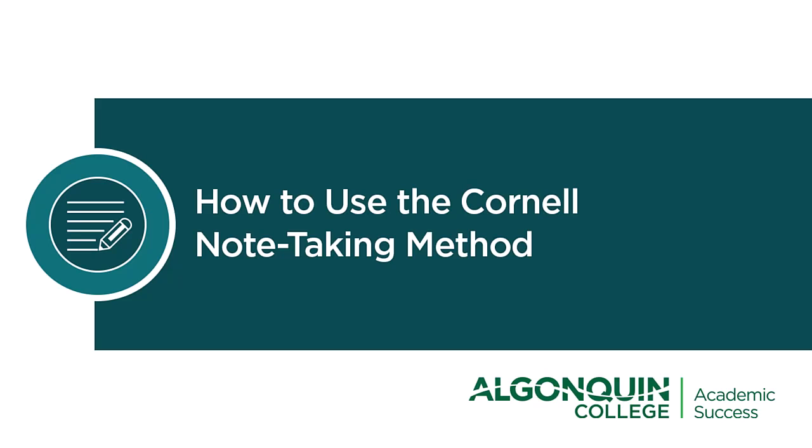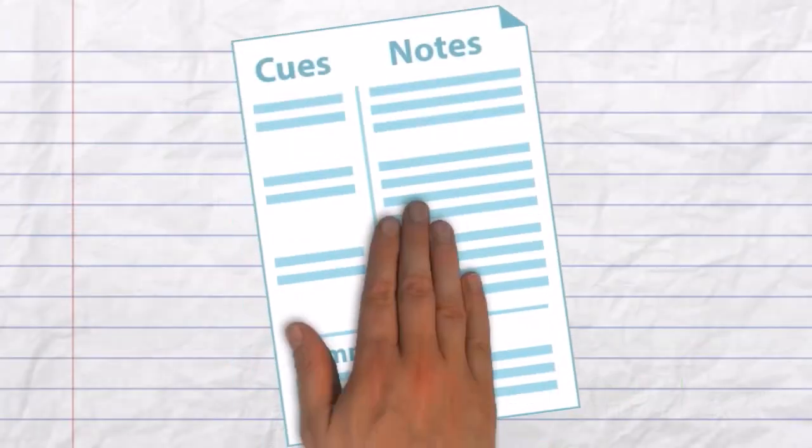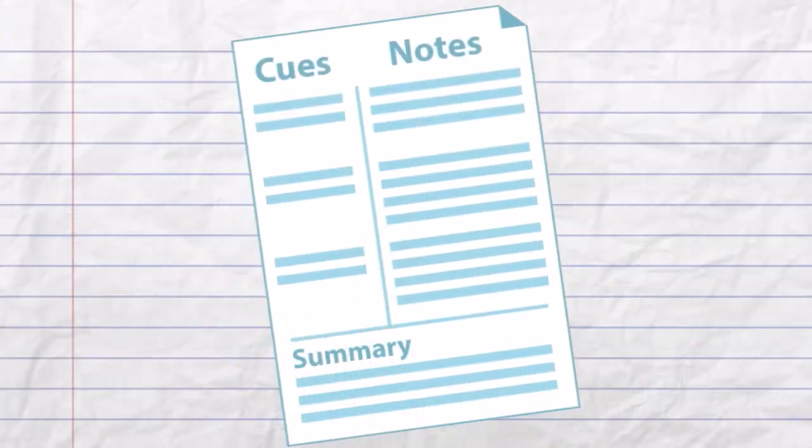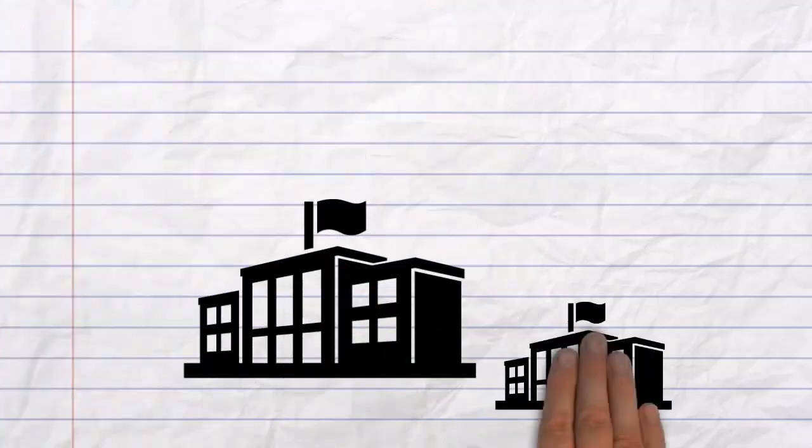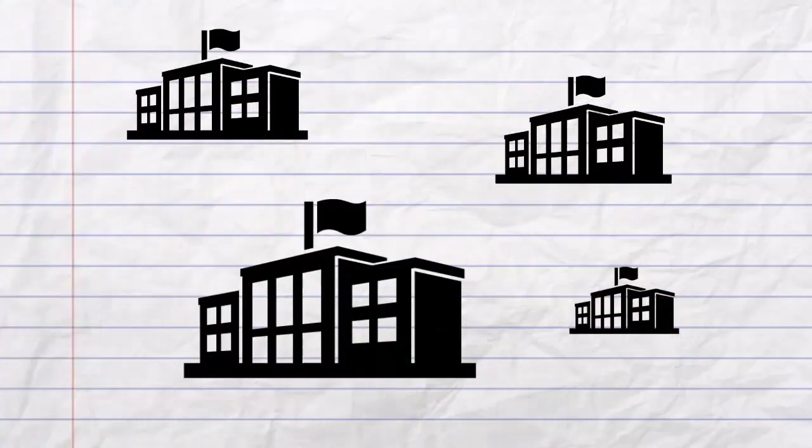This video will explain the Cornell method of taking notes. The Cornell method is a strategy for taking effective, organized notes. While it originated at Cornell University, it is now widely used in many learning institutions.